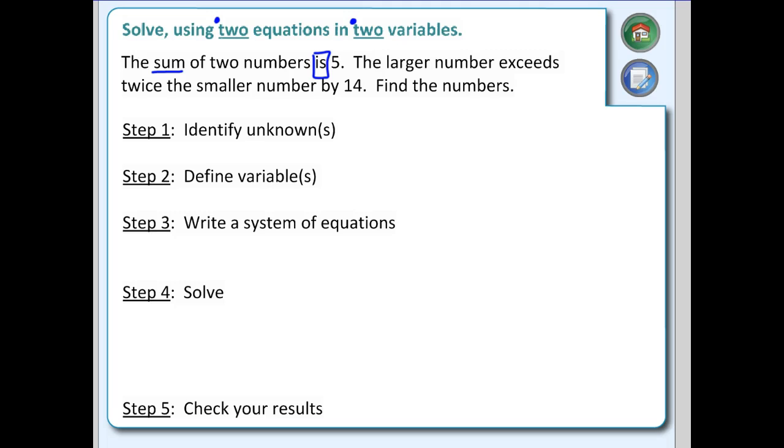Okay, so step number 1, what are we looking for? We're trying to find the numbers. Now, what numbers are we looking for? We need a larger number, and we need a smaller number. And again, where did I get those labels from? I pulled them right out of my story problem.